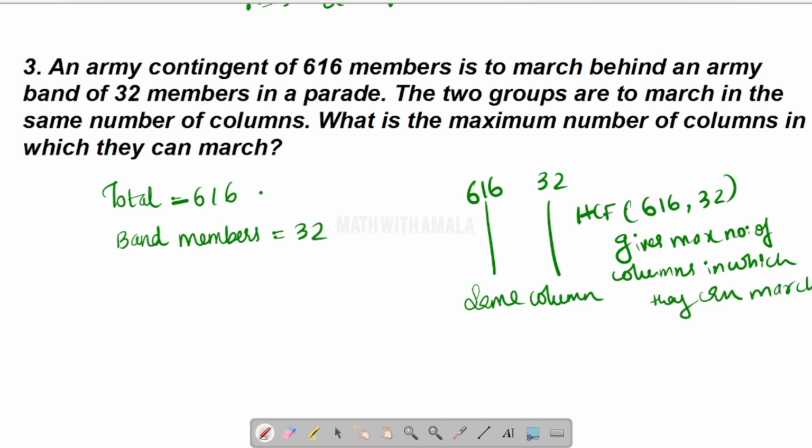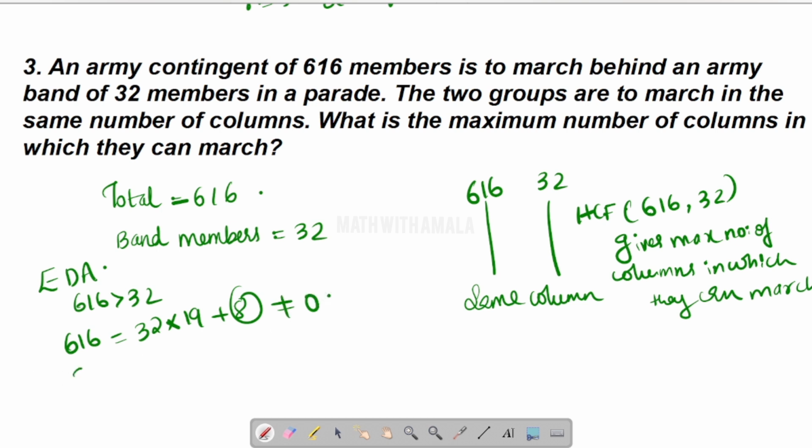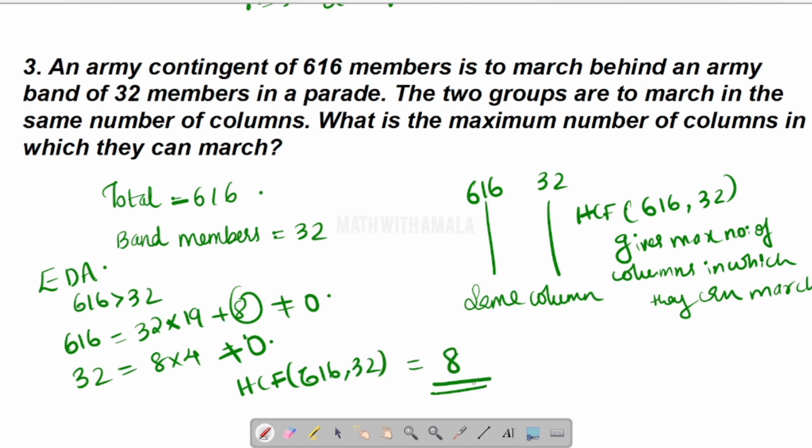So let's find the HCF by Euclid's division algorithm. We can use the same method to find the HCF. Here 616 is greater than 32. By Euclid's division algorithm, let's give 616 in terms of 32. That is 32 into 19 plus 8, where 8 is not equal to 0. Let's do the division algorithm again. 32 is equal to 8 into 4 plus 0. So we have got the remainder as 0. Then HCF of 616 and 32 is equal to 8.